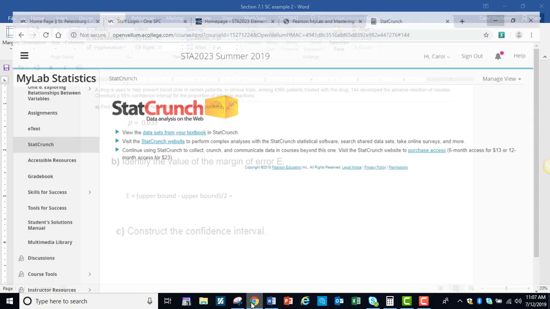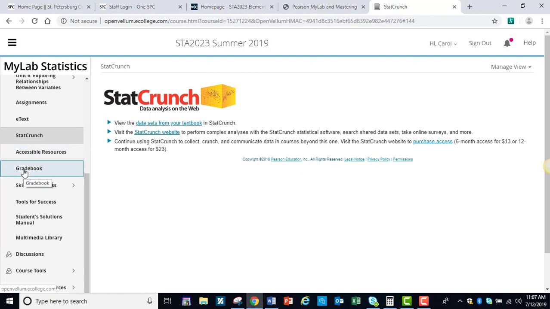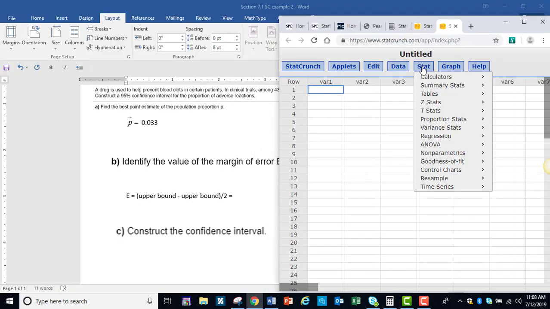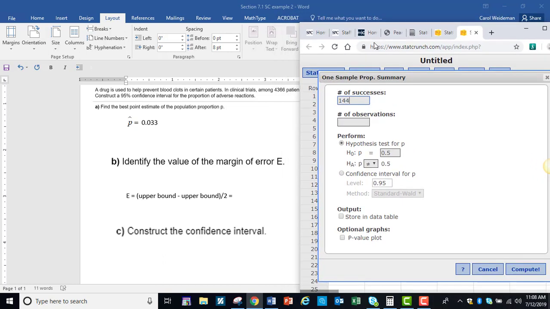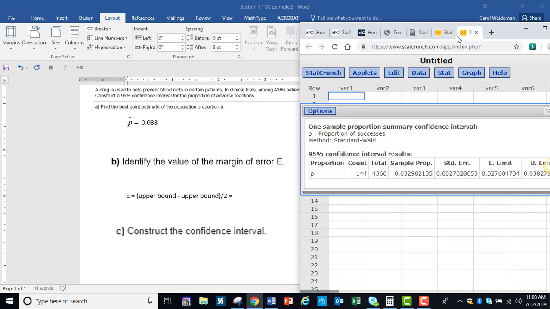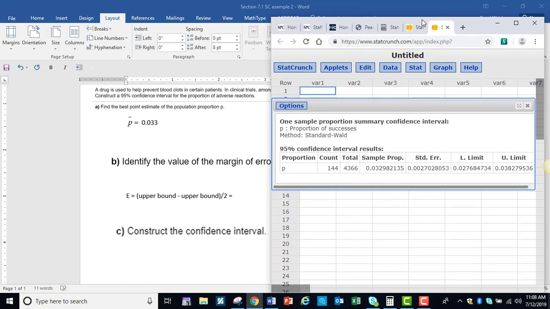So I'm going to go ahead and from my left toolbar in MyStatLab, click on StatCrunch, and I'm going to go to the website and open up StatCrunch. And I'm going to go to Stat, Proportion Stats, One Sample with Summary. And if you remember, you have to put in the successes here. In our case, that was 144, and our sample size was 4366. And I want a 95% confidence interval, and I click on Compute. And so here's my confidence interval, and it goes from 0.0277 rounded off to 0.0383.